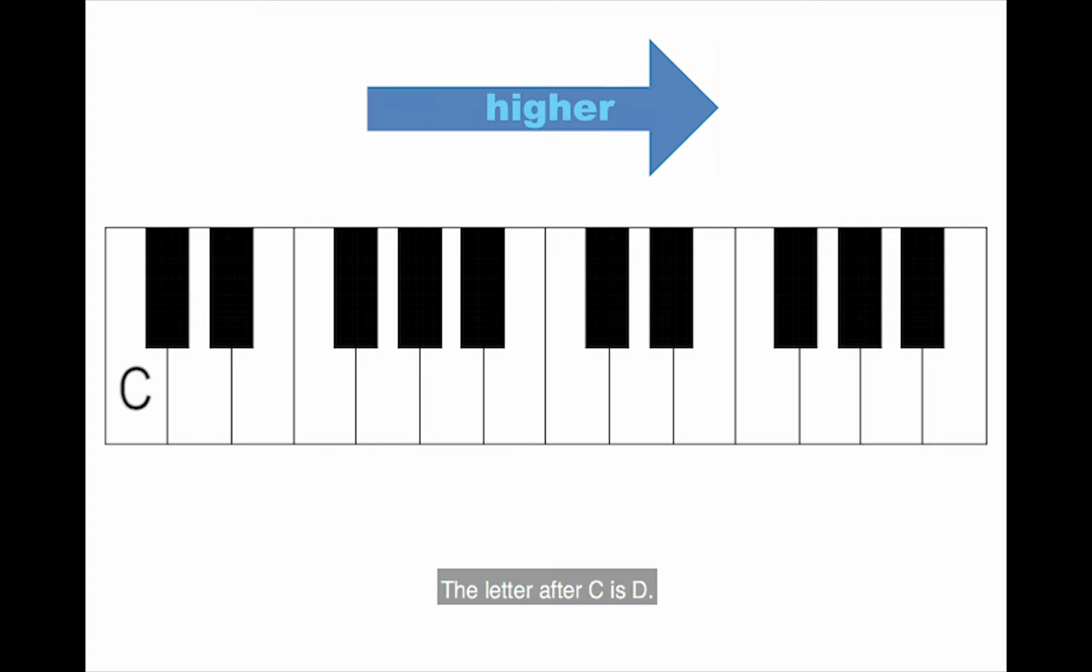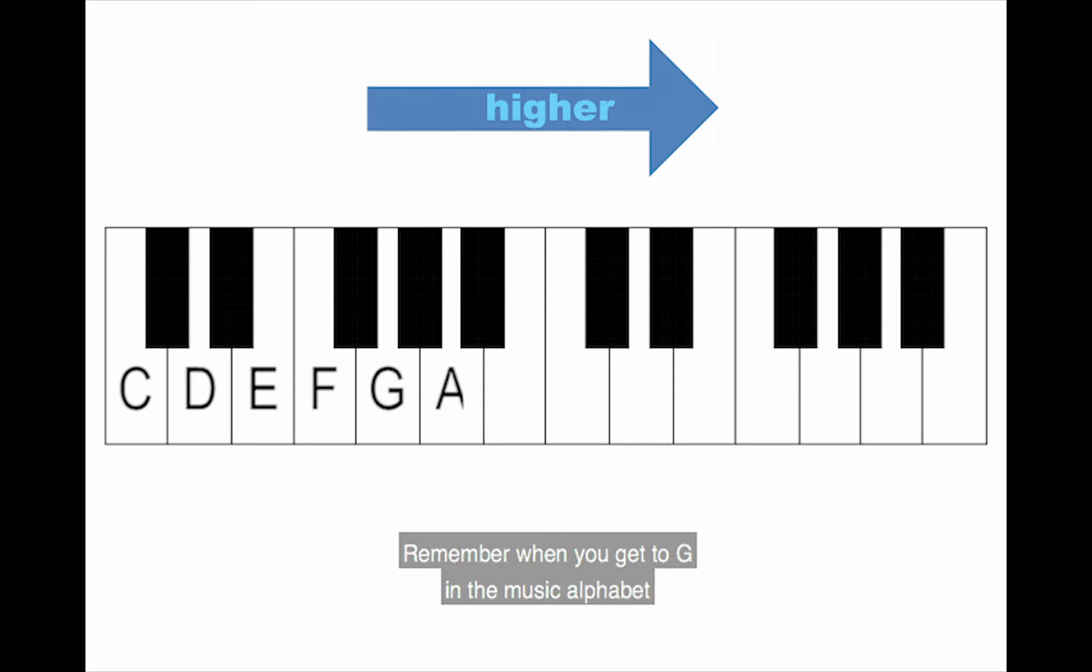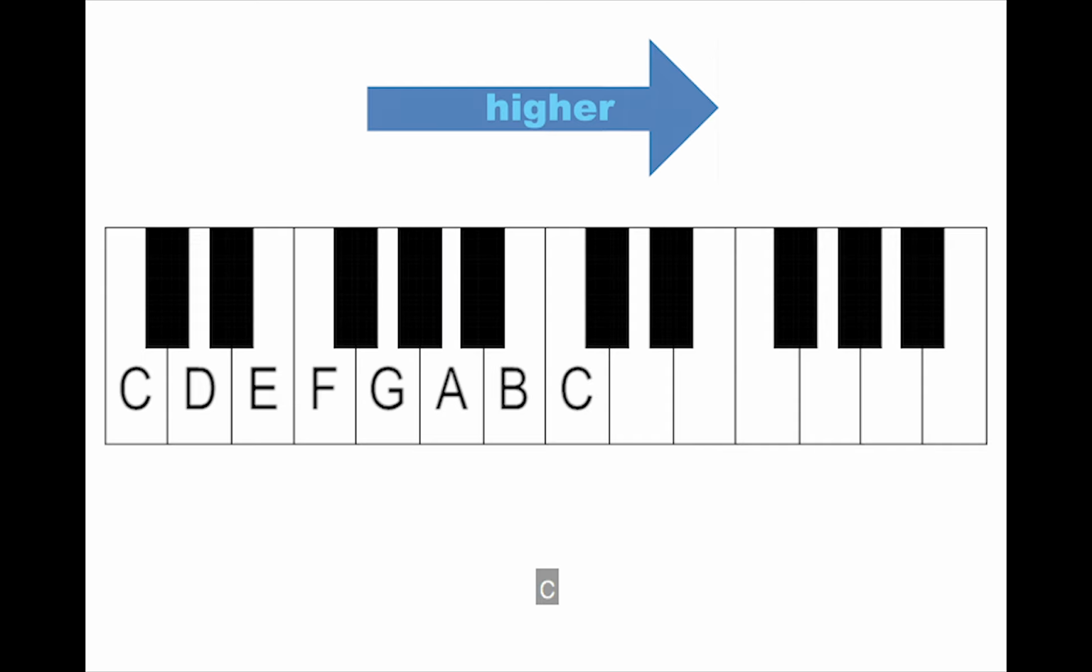The letter after C is D, E, F, G. Remember, when you get to G in the music alphabet, you start back over on A. Here's B, C, D, E, F, G, A, B.